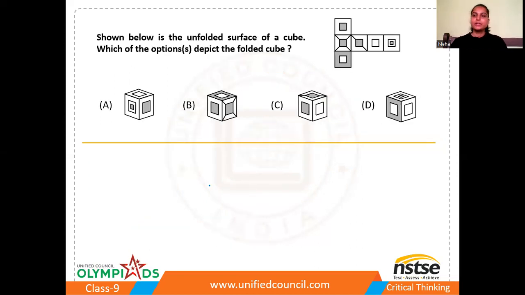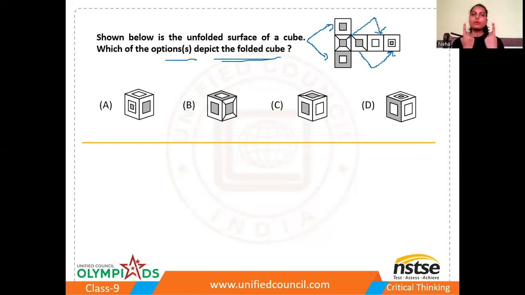Okay. Now the next one. So in the next question, what I have to do? Shown below is the unfolded surface of a cube. Which of the options depicts the folded cube? Okay, so basically this is the unfolded cube, and I have to find out which is the folded cube. So students, I can see that these two sides will be opposite to each other, and these two sides will be opposite to each other, right?